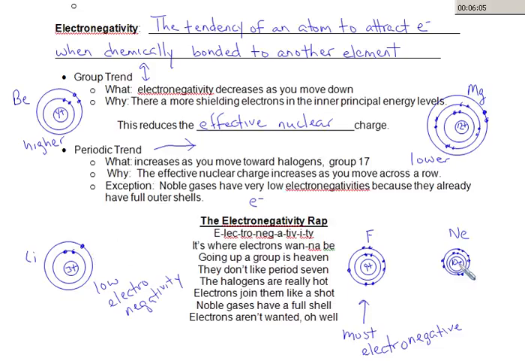Neon has no electronegativity to speak of, because if you're going to add another electron to neon, you're going to have to add a third shell. And then a new electron would be a great distance from the nucleus, relatively speaking.